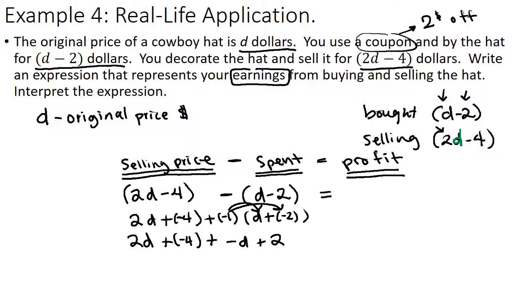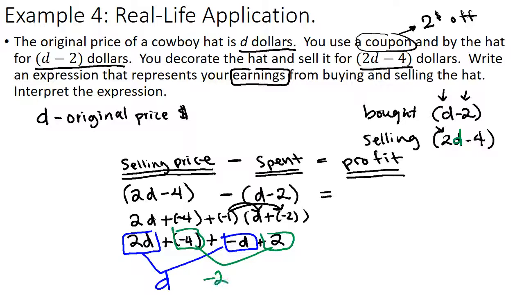2d plus negative d is going to give me 1d, or just d. And negative 4 plus 2 is going to give me negative 2. Okay, so my profit is going to be d plus negative 2. So what that means is my profit is going to be the same as that original price minus those $2. So it kind of sounds right off the bat that we're not making any money.